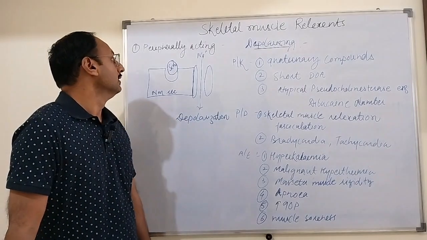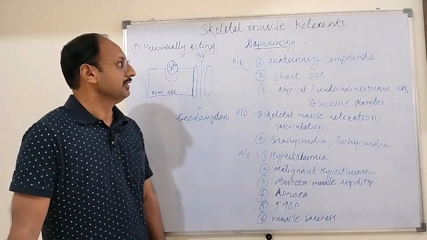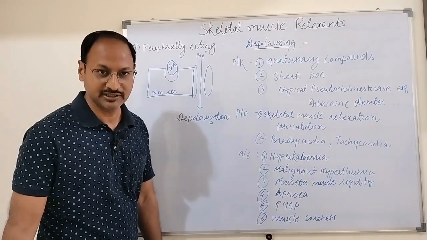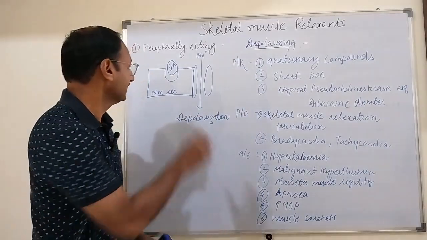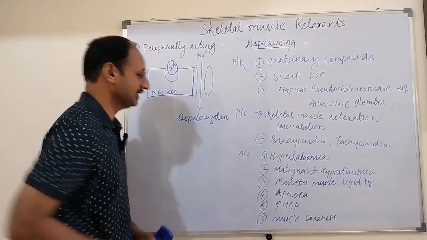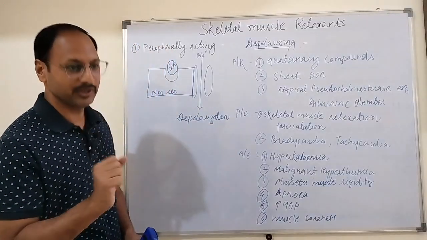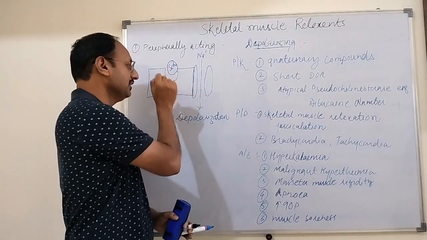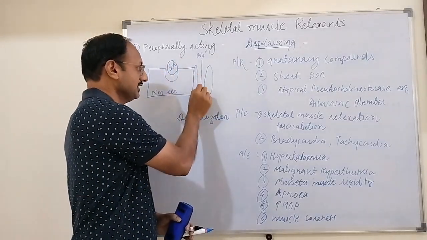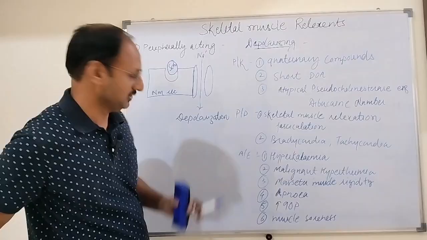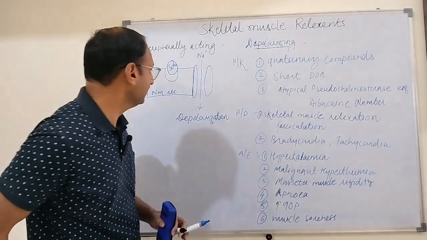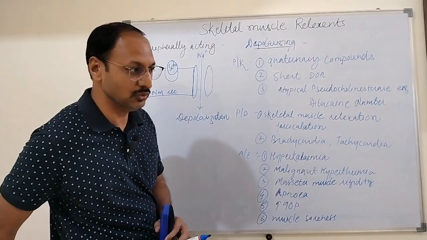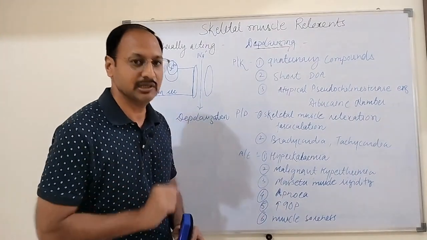Now come to another peripherally acting skeletal muscle relaxant, which is the depolarizing skeletal muscle relaxant. It includes succinylcholine. Succinylcholine binds with these NM receptors because it is a quaternary compound. It is a heavy, bulky molecule. It binds with these receptors and causes opening of these sodium channels, which leads to depolarization. But succinylcholine repeatedly stimulates these NM receptors, which leads to repeated stimulation of the muscle motor unit.